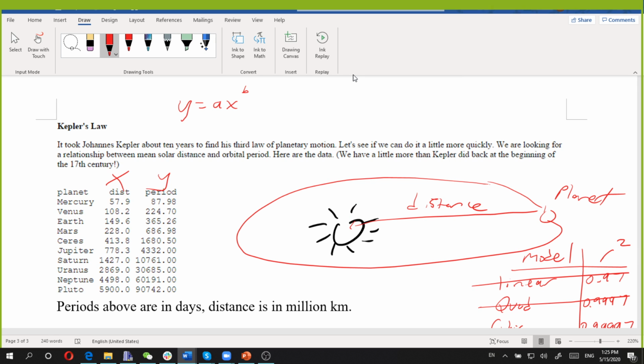So this is really, oops, sorry. Y first, our period is equal to some constant a times our distance to the sun raised to the 1.5 power. If I raise something to the 1.5 power, that's the same thing as the distance raised to the 3/2 power.